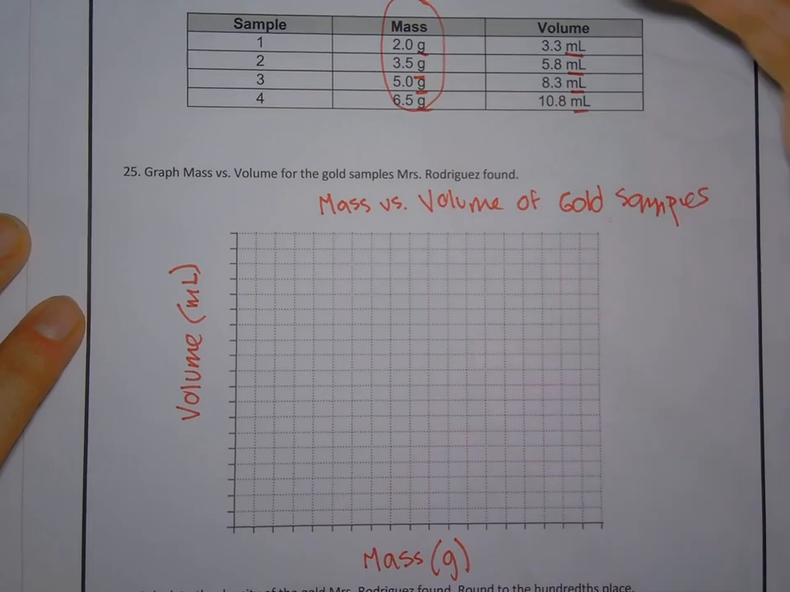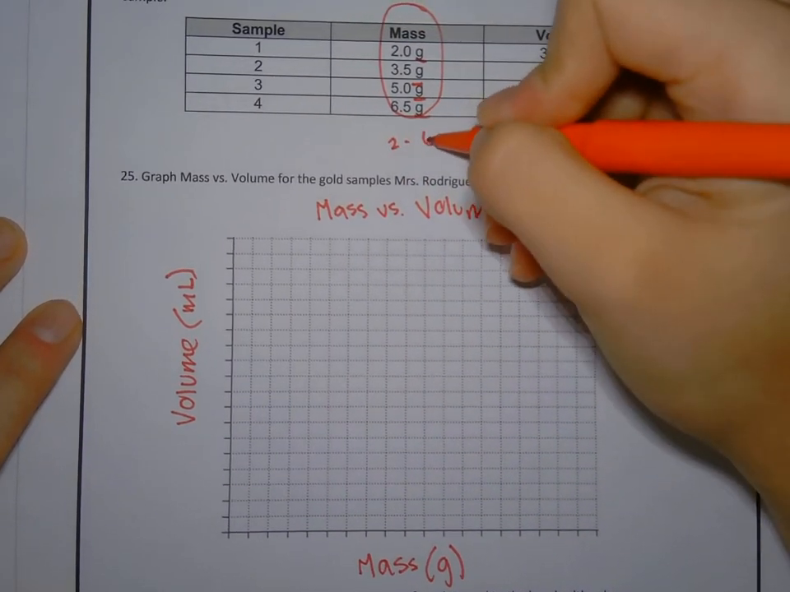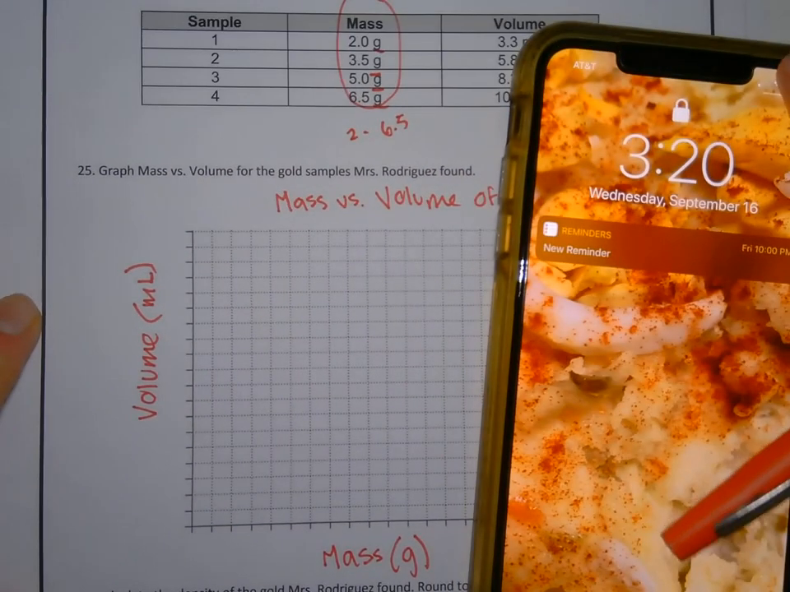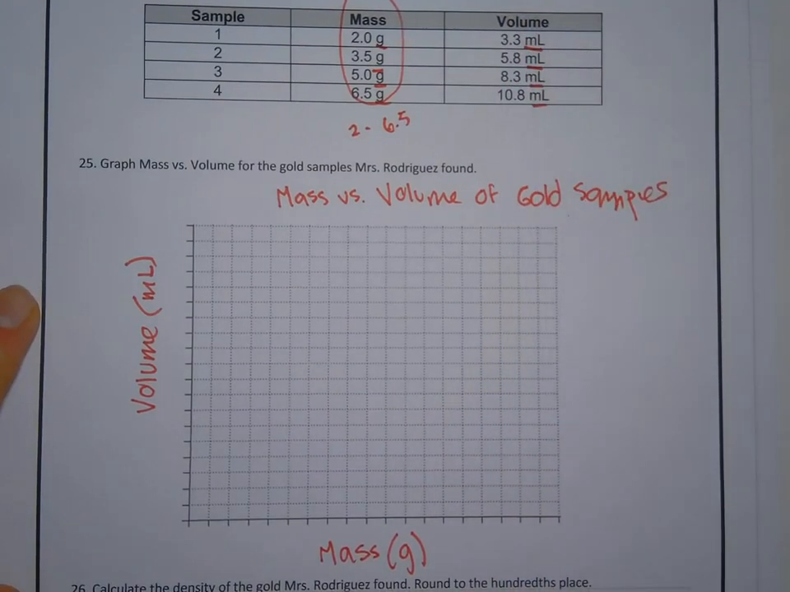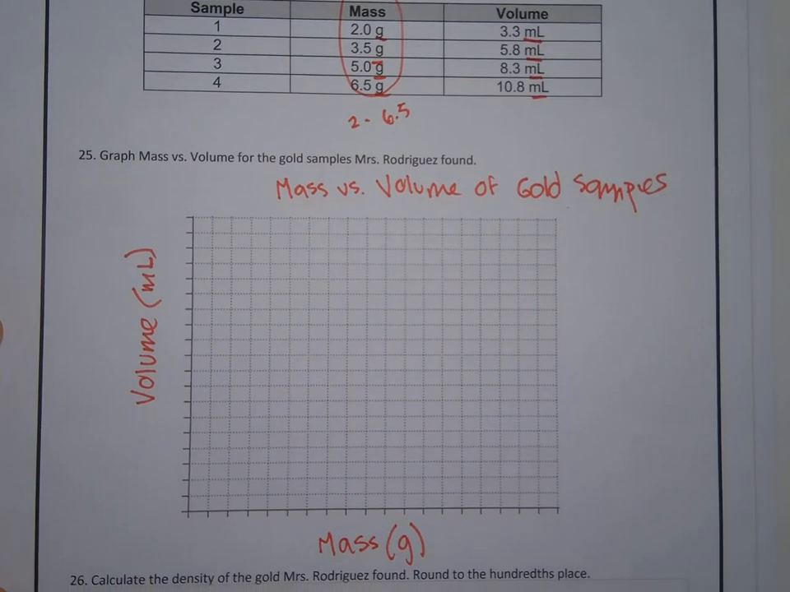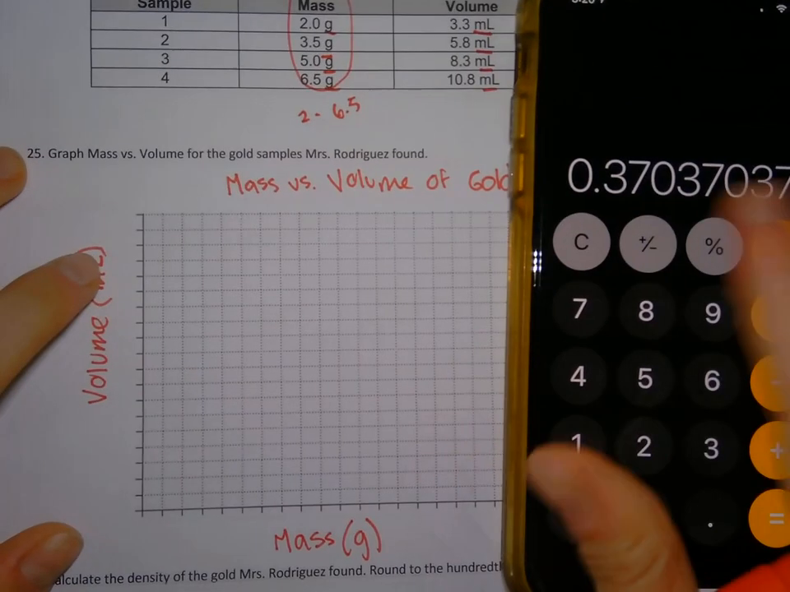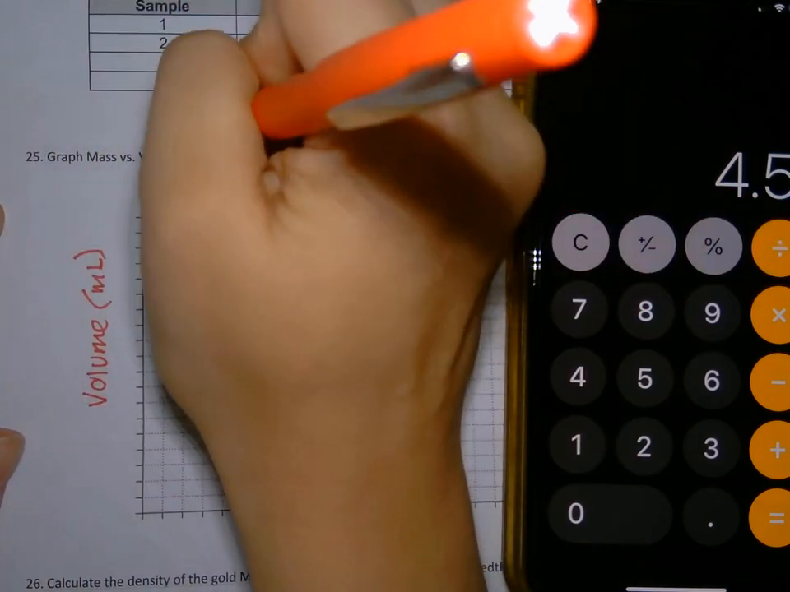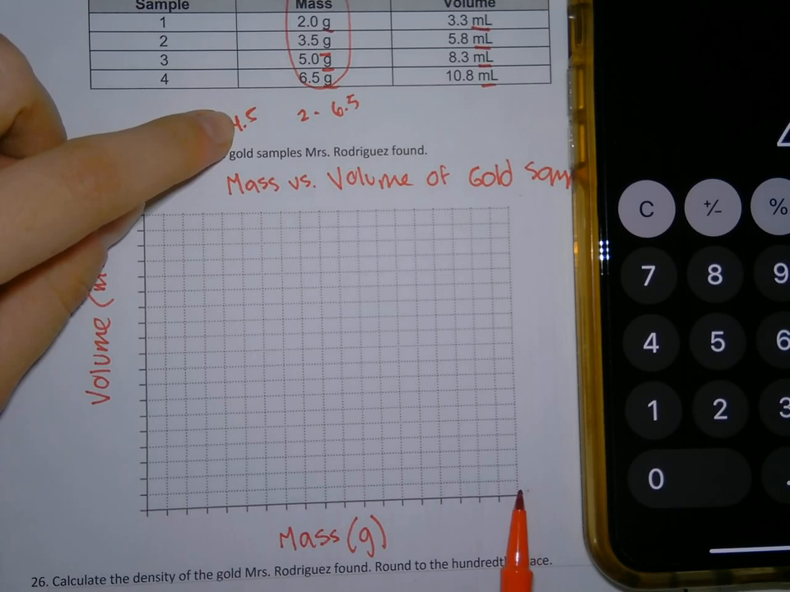Cool. Next thing I have to do is scale my graph. So with mass, I have my smallest number 2 and my largest number 6.5. So I have to fit a total of, let's see, hold on, my calculator is being all funny. There we go. Okay, so 6.5 minus 2 is 4.5. I have to fit a total of 4.5 points down here. And I have to use most of it so it can be very, very clear.